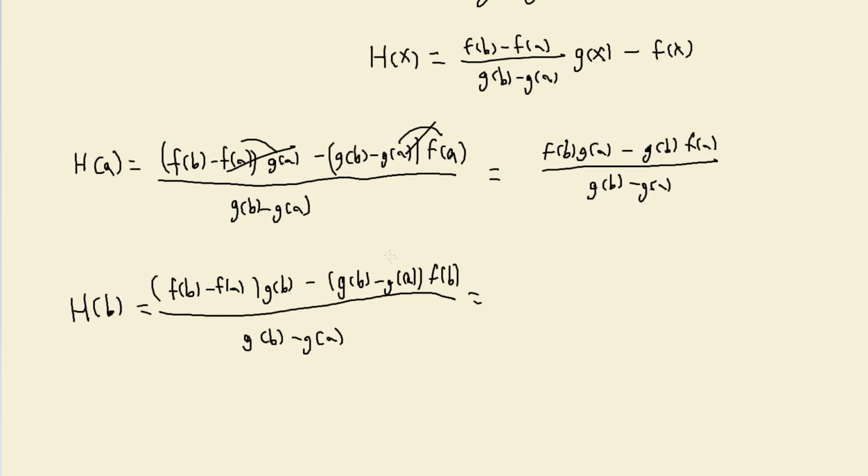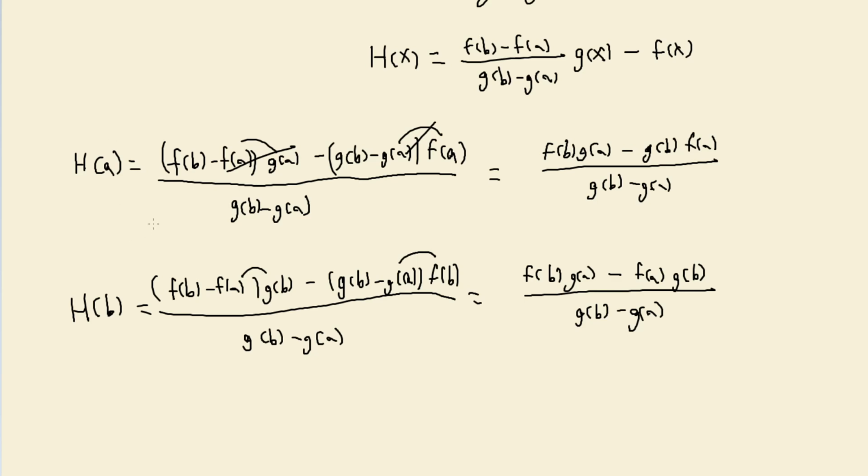And when you evaluate this, what you will notice here is that if you look here, you'll get f of b times g of b, and then here you'll get f of b times g of b, and you're subtracting those, so those are going to cancel, and what you're left with is negative f of a times g of b, and you are left with negative g of a times f of b, but there's a negative here, so that's going to turn into a positive, and you'll be left with f of b times g of a, because this would become a positive, and you would subtract f of a times g of b, and all of that is going to be over g of b minus g of a.